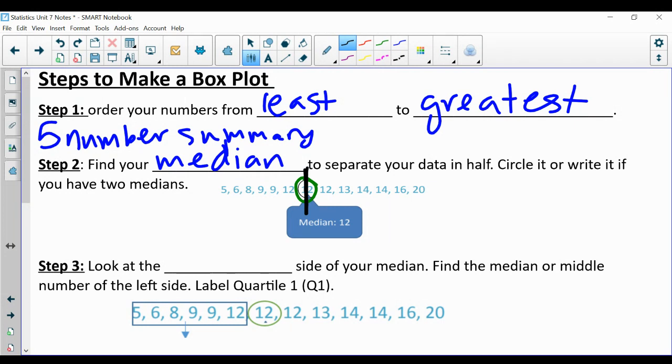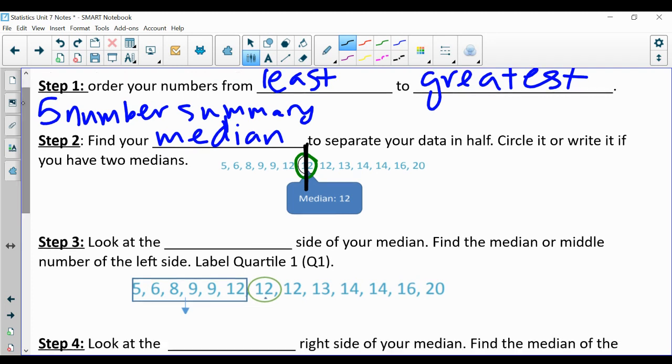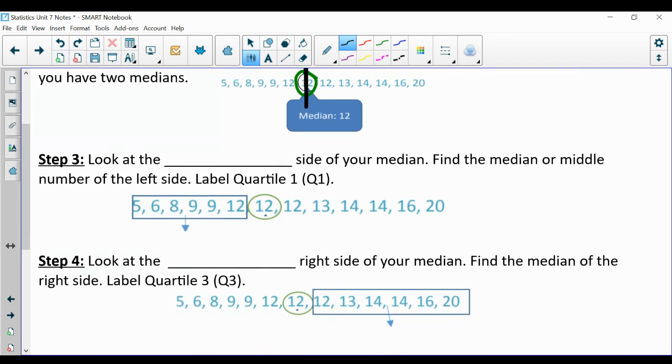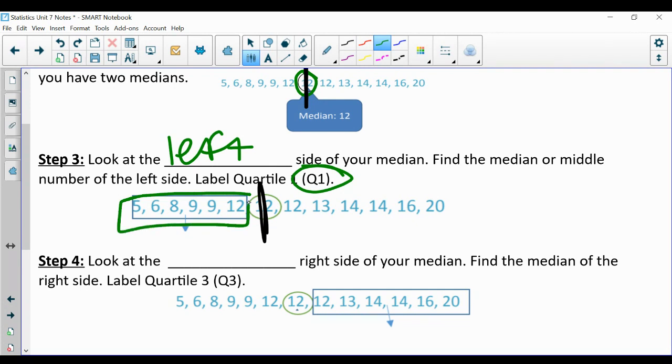X-nay, no longer belongs. Okay, so step 3, we want to look at the left side of our median, because that's going to help us find quartile 1. So like I said, this number 12 is my median. It does not belong. And so my lower half of my data is going to be 5, 6, 8, 9, 9, and 12. So now I have to find the median of this data set.